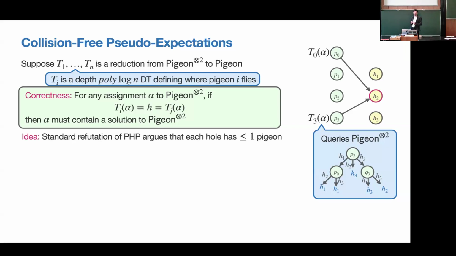The high level idea of how we're going to construct these collision-free pseudo-expectations comes from the standard refutation of the Pigeonhole Principle. If you prove it in sum of squares, you argue first that each hole receives at most one pigeon, then you sum up the number of pigeons and the number of holes, and you get n equals n minus 1, a contradiction. So our collision-free pseudo-expectation is going to require that every hole receive at most one pigeon.